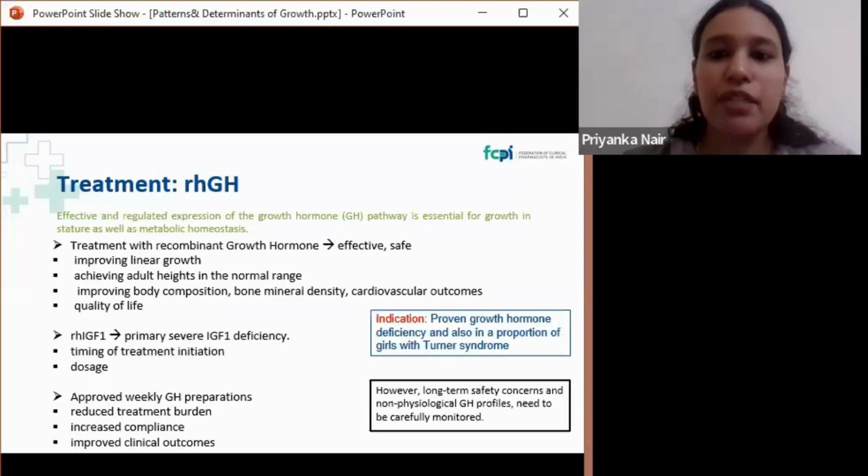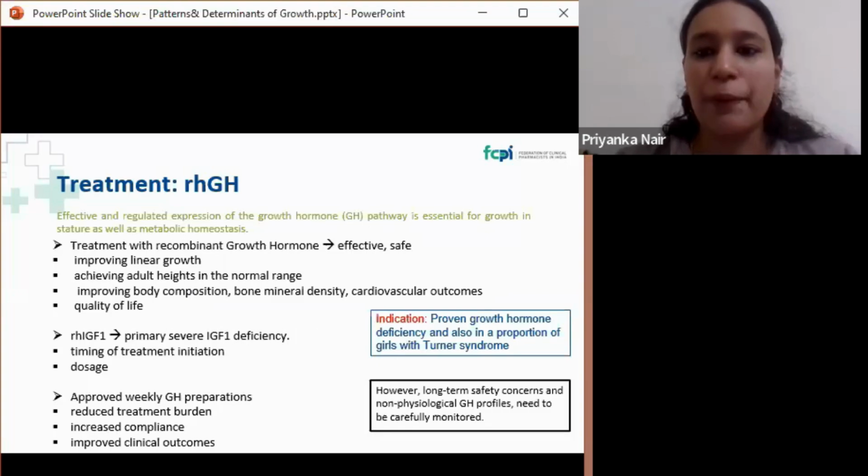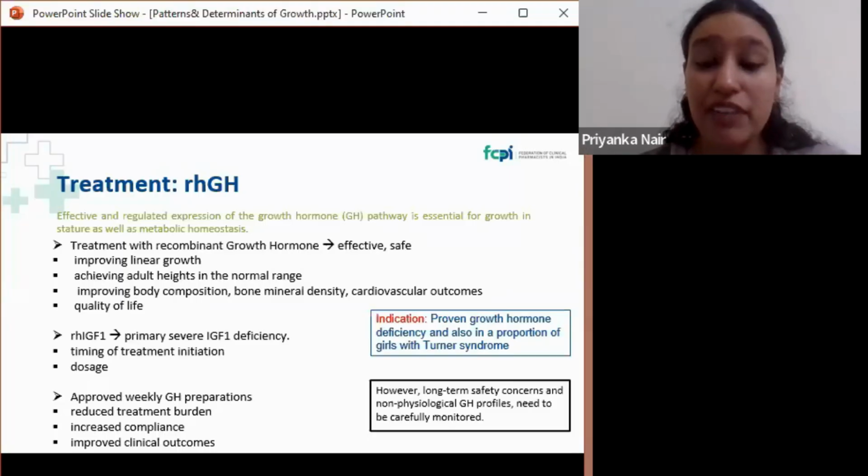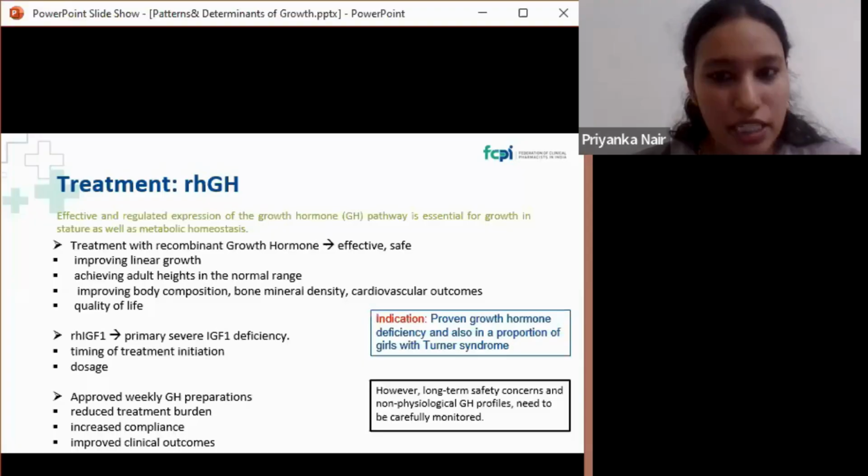The pharmacological treatment is with the recombinant growth factor. The recombinant growth factor treatment has been found to be effective and safe. It helps in improving linear growth, achieving adult heights in the normal range, improving body composition, bone mineral density, cardiovascular outcomes, and quality of life. The indication for recombinant growth factors is proven growth hormone deficiency and in some girls with Turner syndrome.